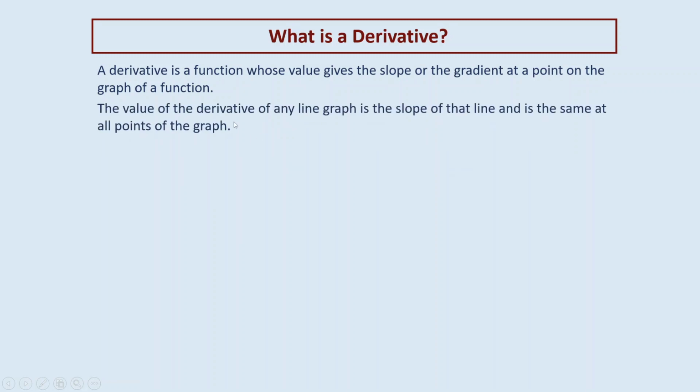The value of the derivative of any linear graph, which will be the graph of a linear function, is the slope of that line and is the same at all points of the graph. Because the slope of a straight line is the same for all the points on the line, the value of the derivative will also be the same for all points on the graph.